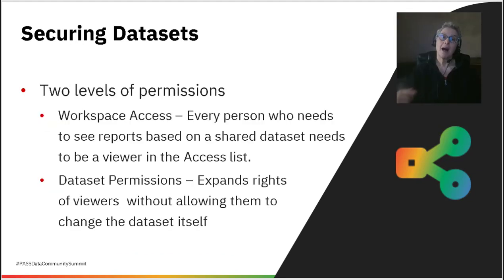I published the model file, which included not only the data connections, but also the measures. And if there was row level security, I would have included that. I would have also included all the relationships between the tables. And that would be the model package. I published that to the workspace, and then I granted workspace access to everyone that needed to be able to see content based on that data set.